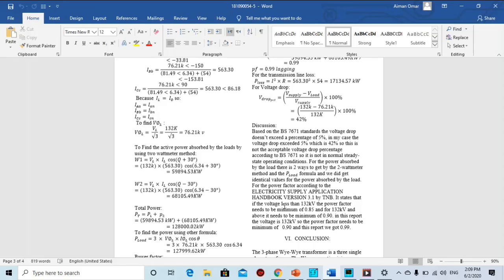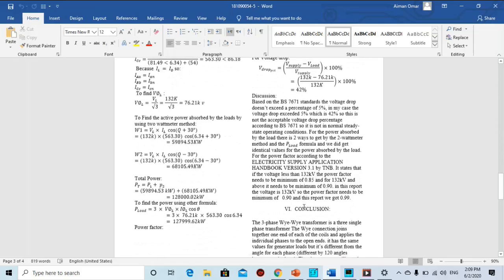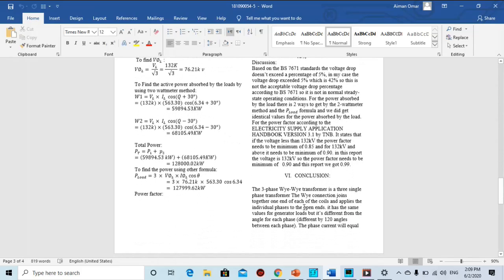For the power factor, according to the Electricity Supply Application Handbook version 3.1 by TNB, it states that if the voltage is less than 132 kilovolt, the power factor needs to be a minimum of 0.85, and for 132 kilovolt and above, it needs to be a minimum of 0.90. In my case, my voltage is 132, so the power factor needs to be a minimum of 0.90, and after the calculation I get 0.99, so it's suitable.